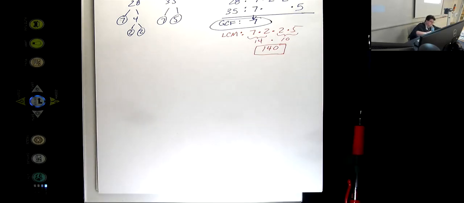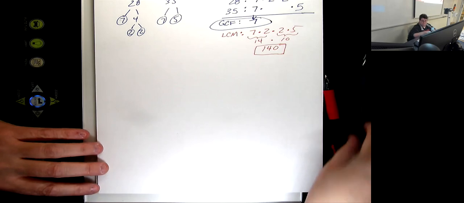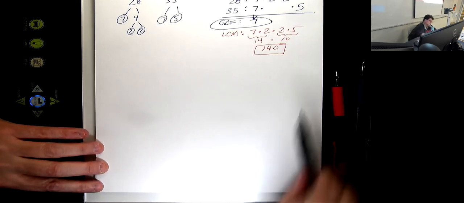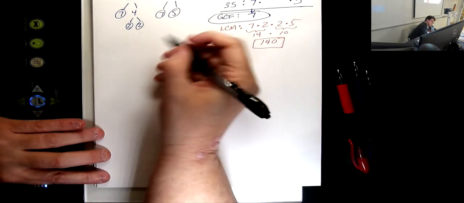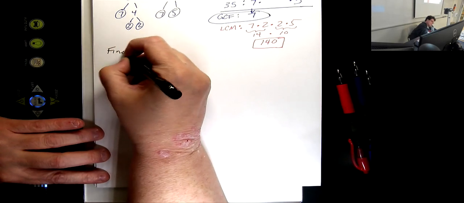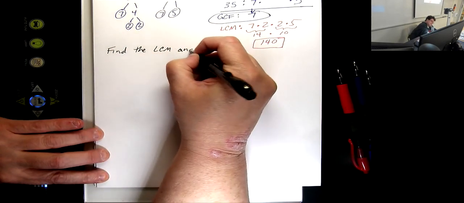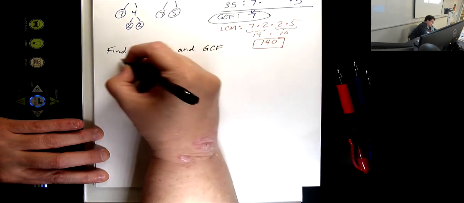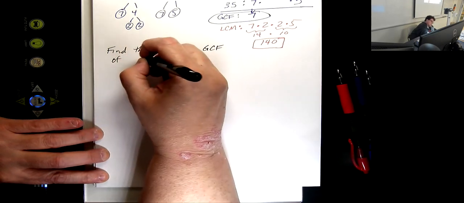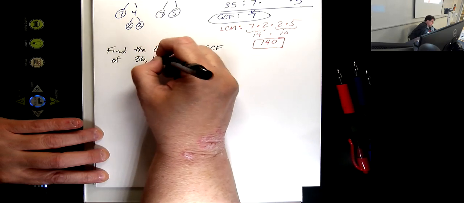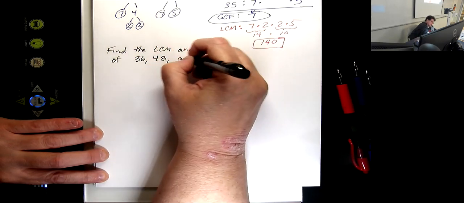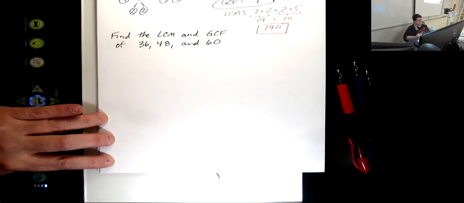Let's kick it up a notch. Bob thinks he knows what he's doing. I hope so. Let's see if Bob knows. Find the LCM and GCF of, let's do 36, 48, and 60. Scaled it up.